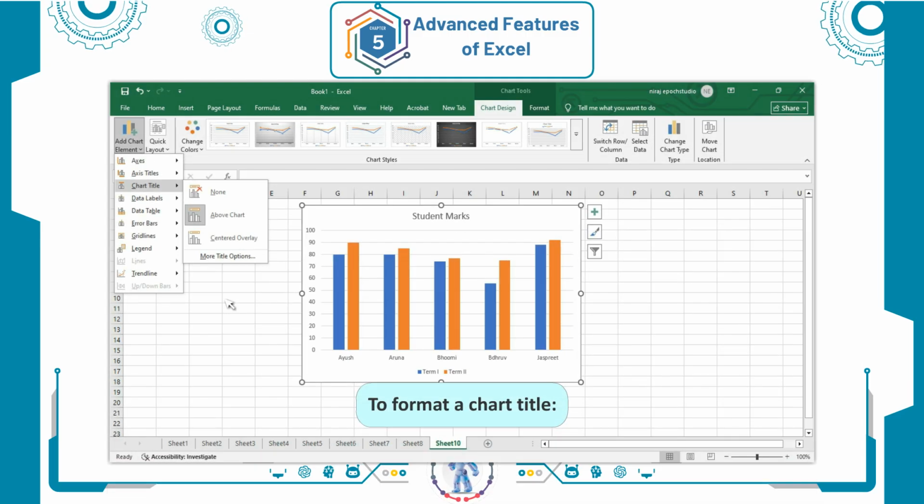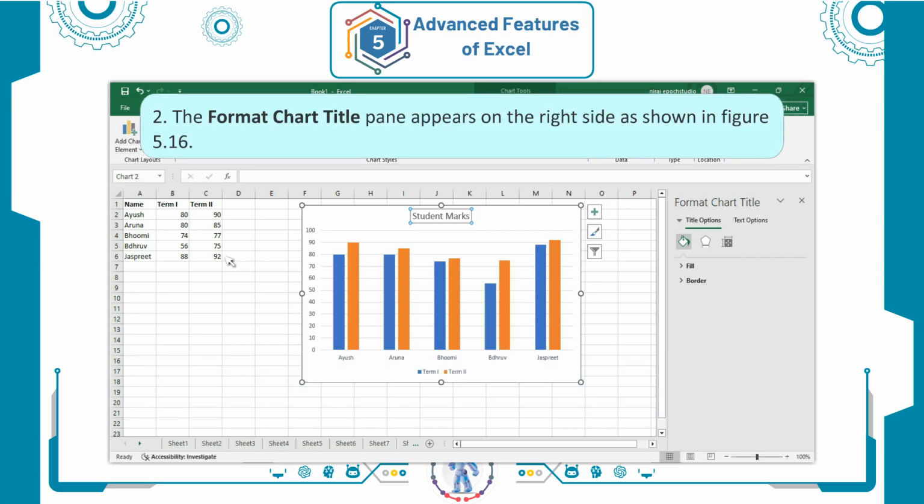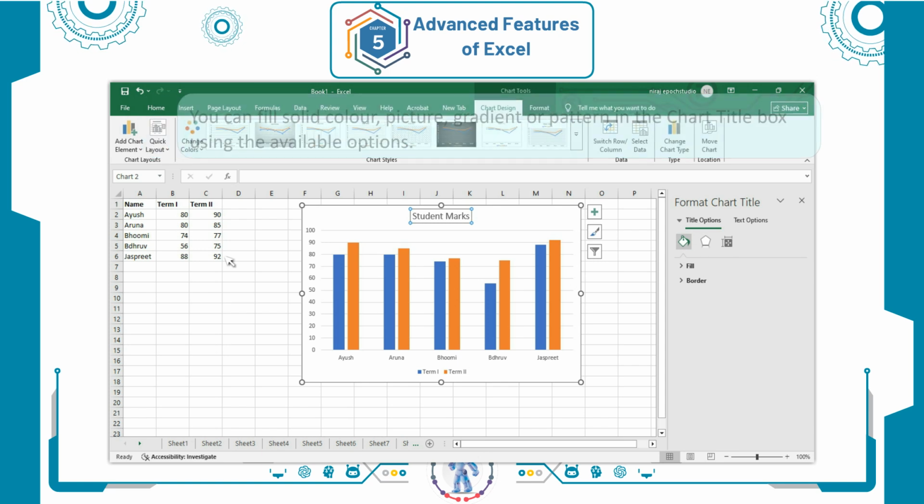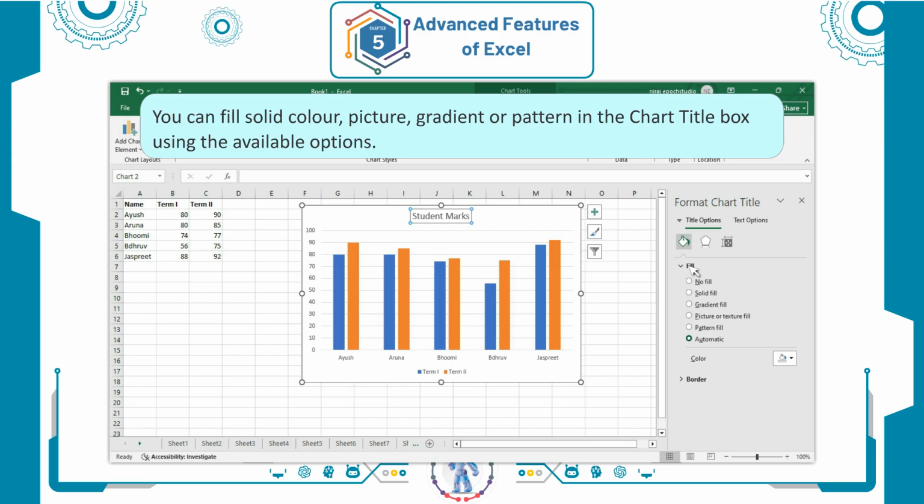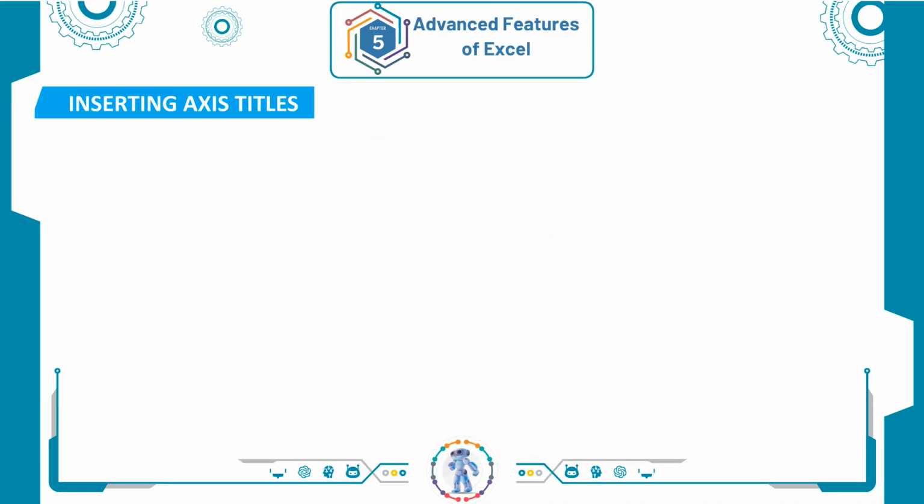To format a chart title: 1. Select the More Title options in the Chart Title sub-menu (Fig. 5.15), or simply double-click on the chart title box on the chart. 2. The Format Chart Title pane appears on the right side as shown in Figure 5.16. You can fill solid color, picture, gradient or pattern in the chart title box using the available options. Likewise, you can open the format pane of other chart elements.